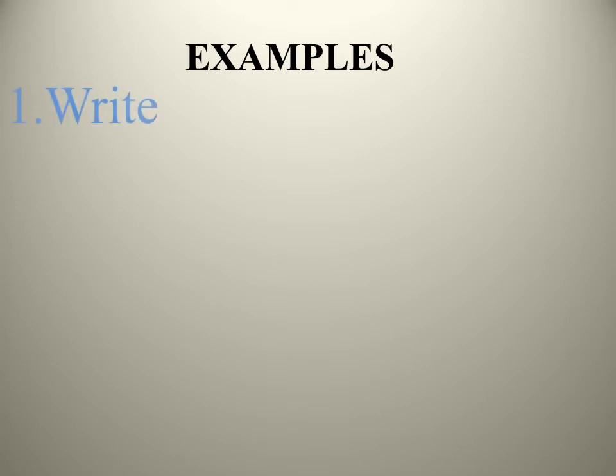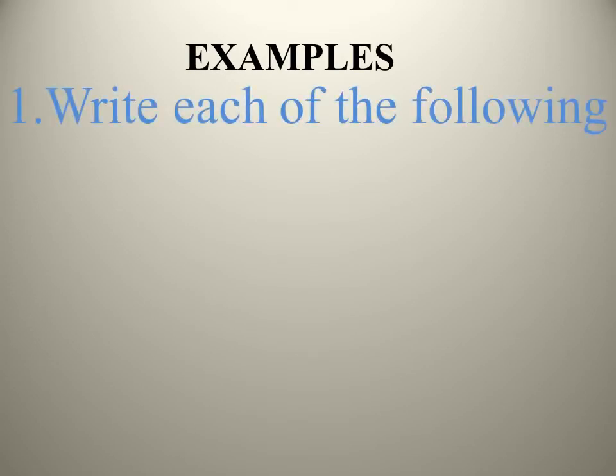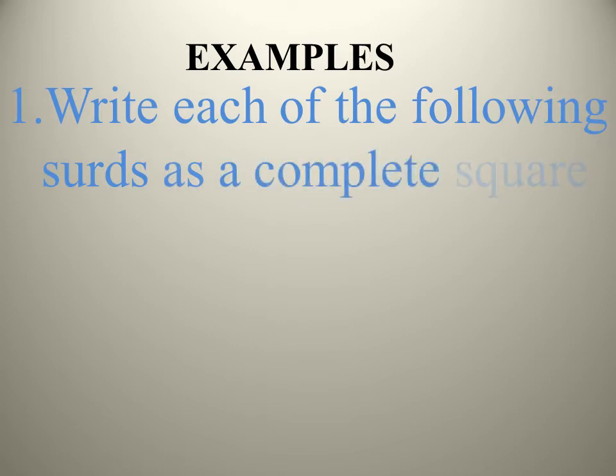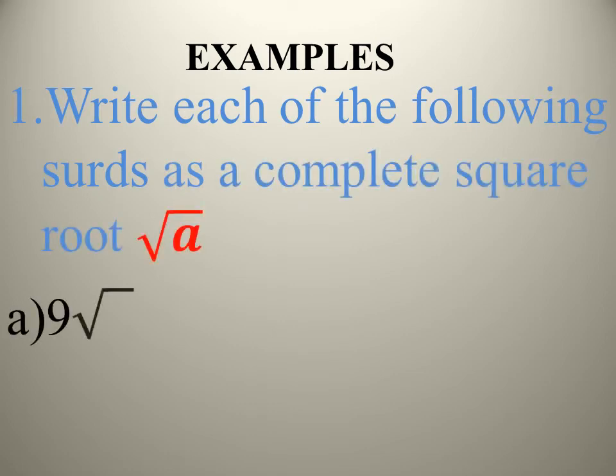Now let's use some of these rules to solve some examples. 1. Write each of the following surds as a complete square root. a. 9 root 3. b. 6 root 2.